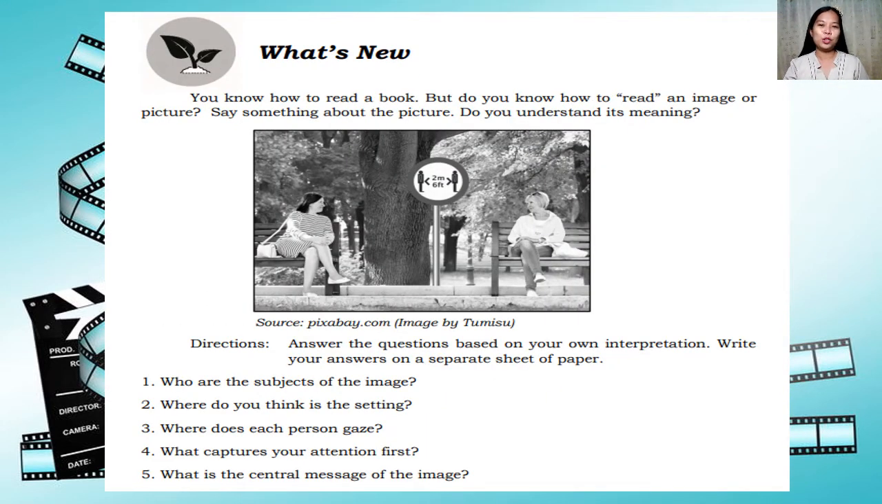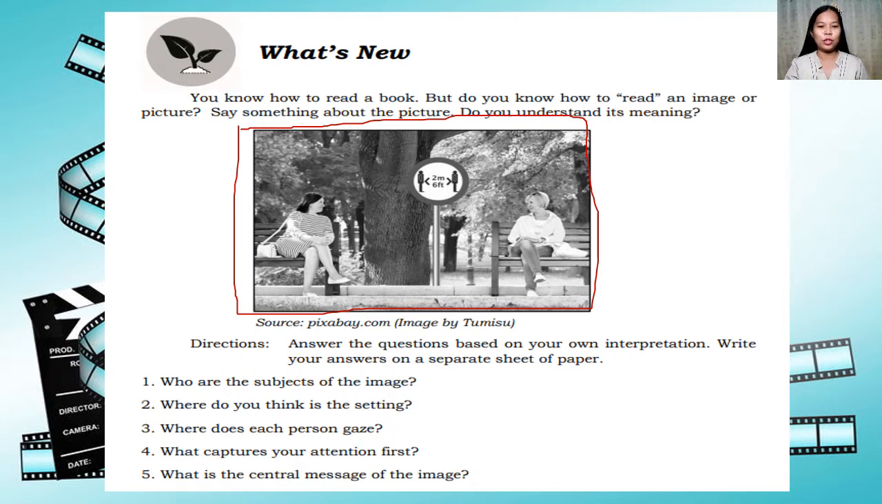Now let's proceed to What's New, found on page 15 of our module. You know how to read a book, but do you know how to read an image or picture? Say something about the picture. Do you understand its meaning? So we will be using this picture, grade 6 learners, as our reference for our questions that follow.